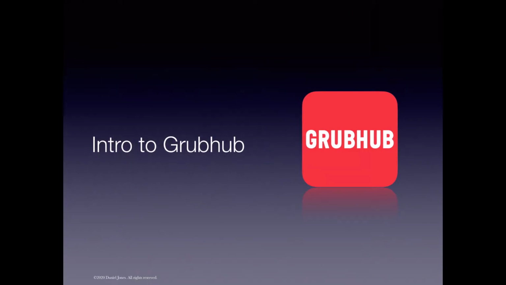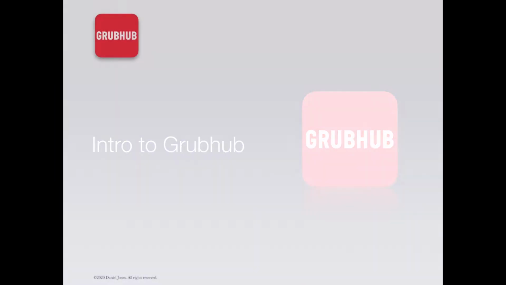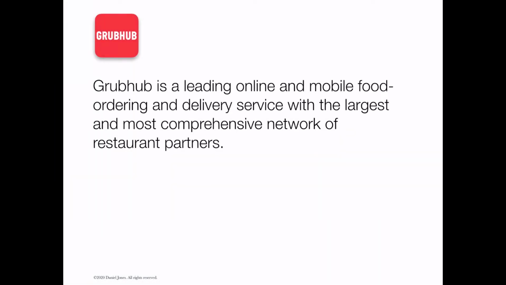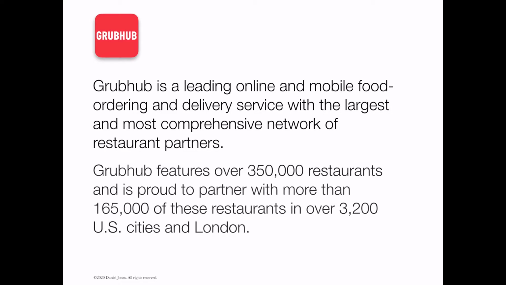Welcome back. Today we are going to talk about Grubhub. What is Grubhub? Grubhub is both a website and an app that allows you to order food for pickup or delivery from various restaurants in your area. Grubhub features over 350,000 restaurants in the US and in London, and they partner with about 165,000 of those restaurants.